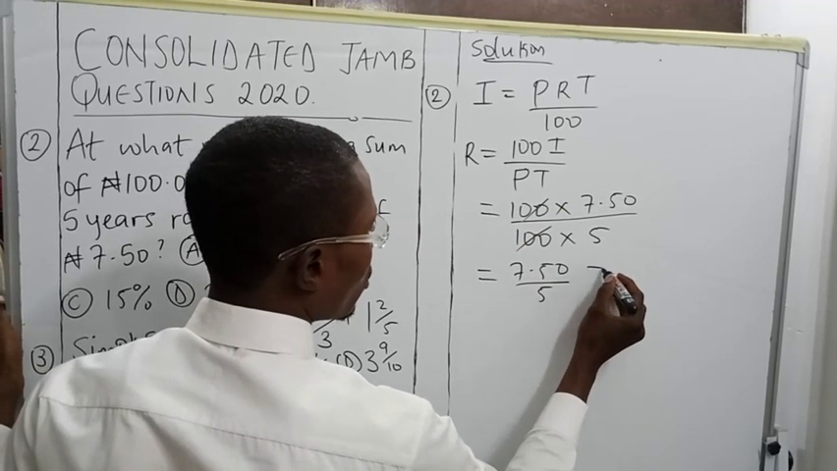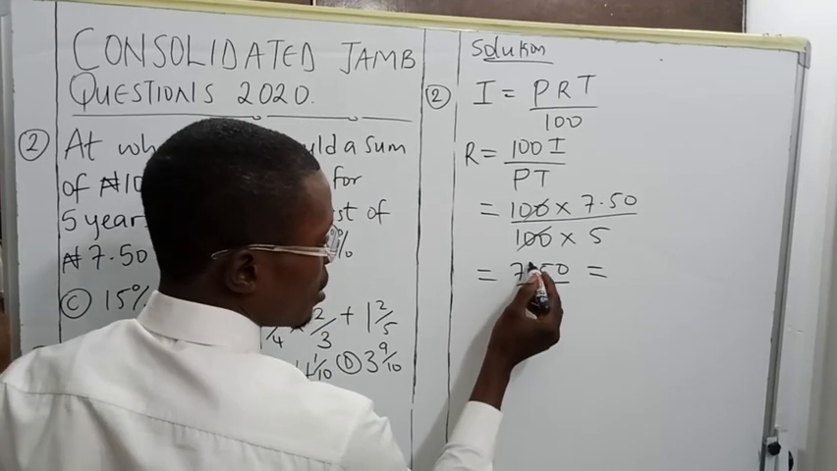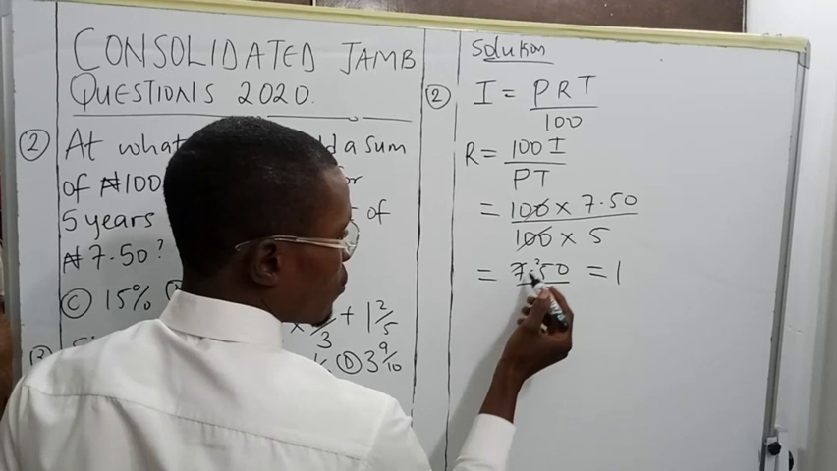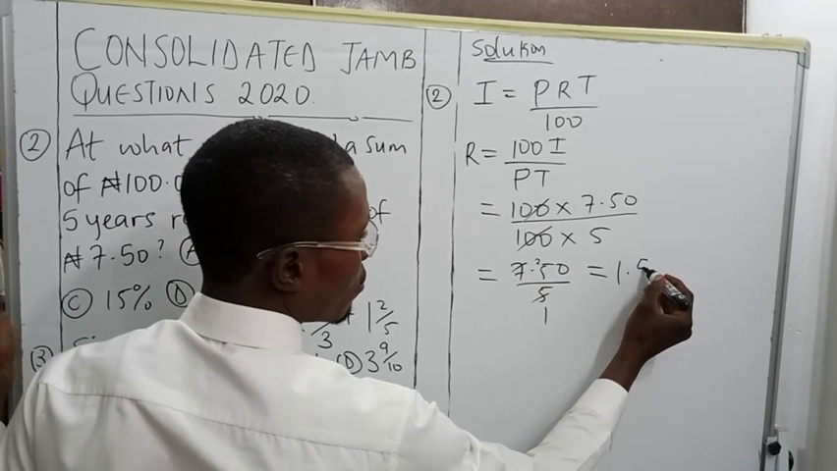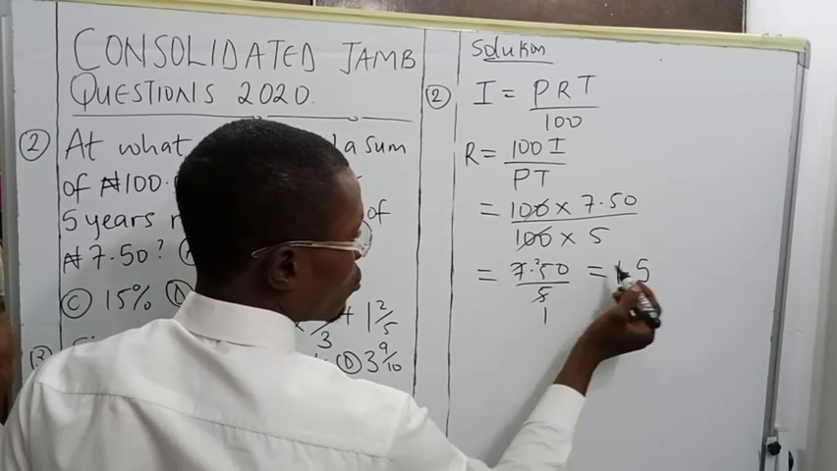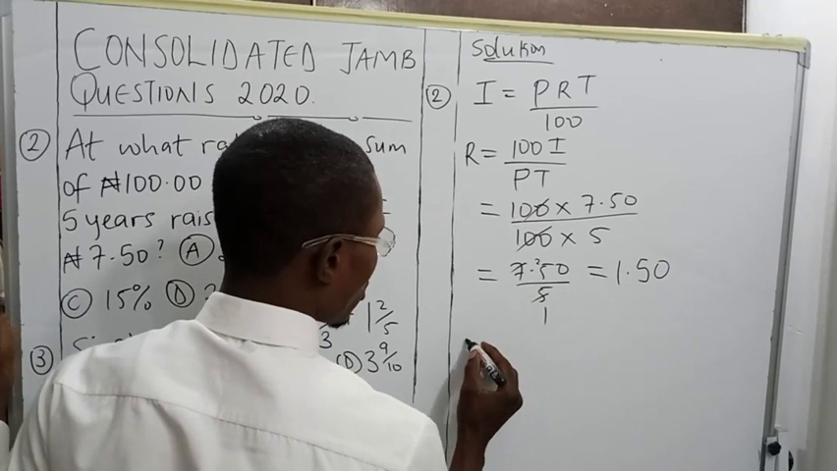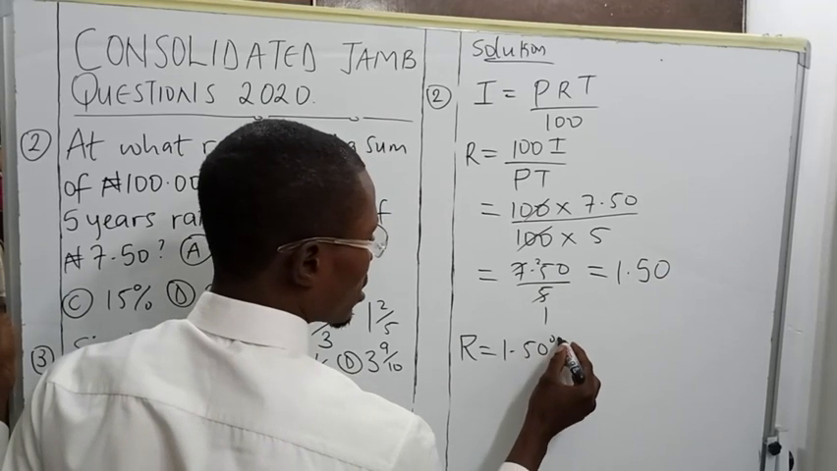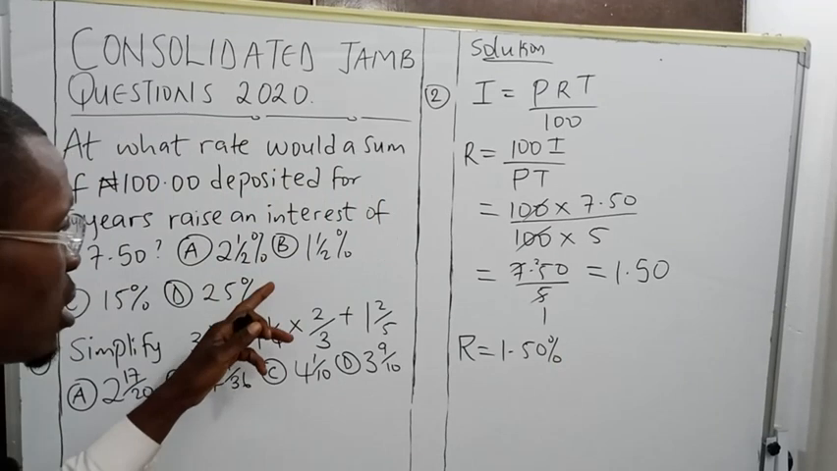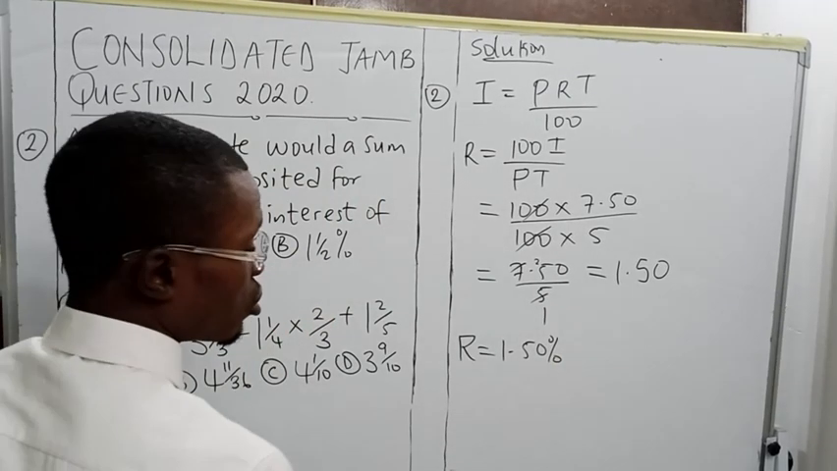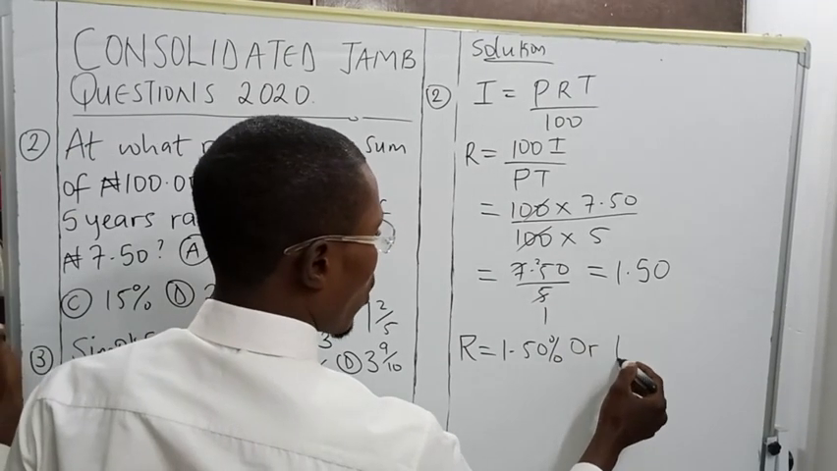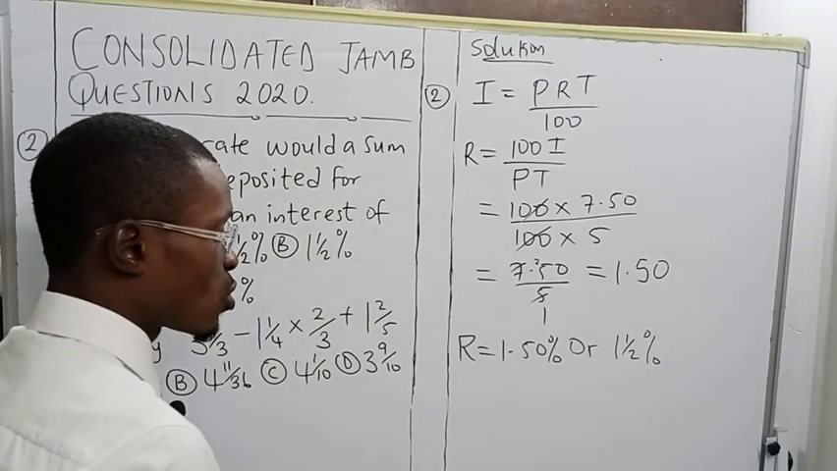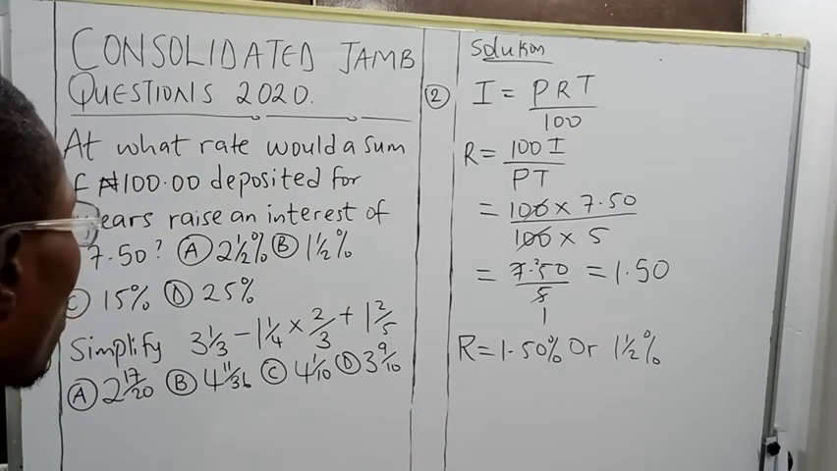7.50 divided by 5, and that will give us what? 5 into 7, 1 remainder 2. Take 2 to the next digit, 25. 5 into 25 is 5. You have your point 5, right? No remainder. 5 into 0, 0. So the rate is 1.50%, and in the options, it's given as a fraction, 1 and 1 over 2 percent. 1.5 is the same as 1 and 1 over 2. Okay, that's that for number 2.